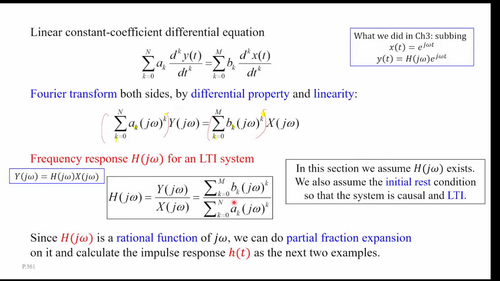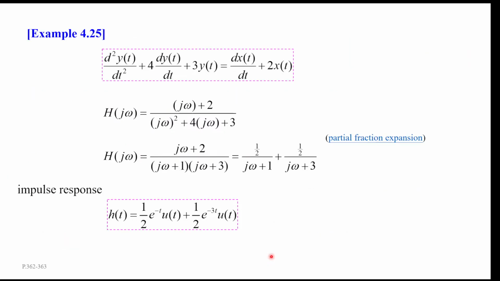And let's see some examples. You do partial fraction expansion, then you can calculate the small h of t. Let's see some examples. It's basically just the same thing with just numbers. So we have d squared y dt squared plus 4 dy dt plus 3y equal to dx dt plus 2x of t, and we try to solve this with the initial rest condition.